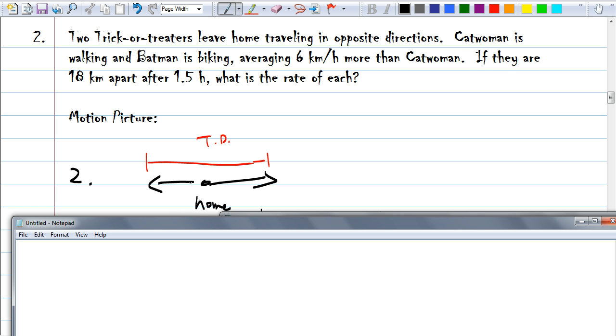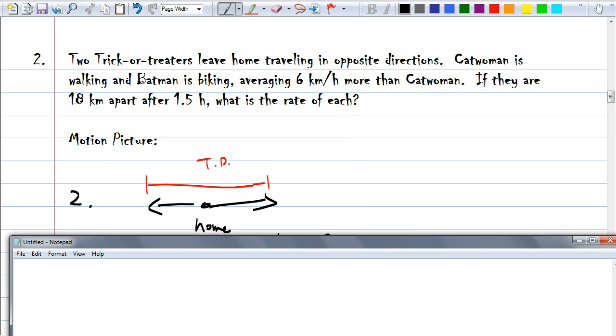Which one should we declare our variable for? The rate of the Catwoman or the Batman? Catwoman. Yeah, I will do Catwoman, right? Because isn't that the smaller amount? We want to declare a variable for the smaller amount because I like addition better. Right. Go ahead, everybody try. I'll wait. Let's do that and then fill in the chart, okay?